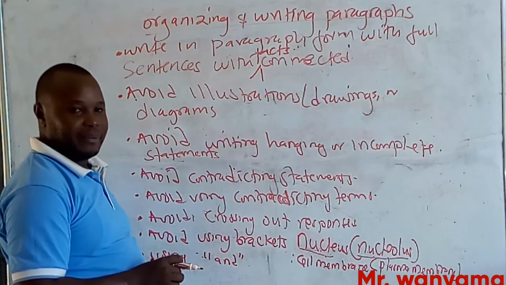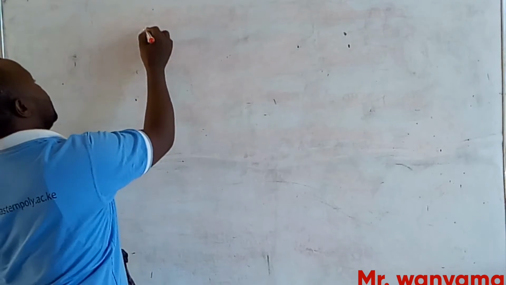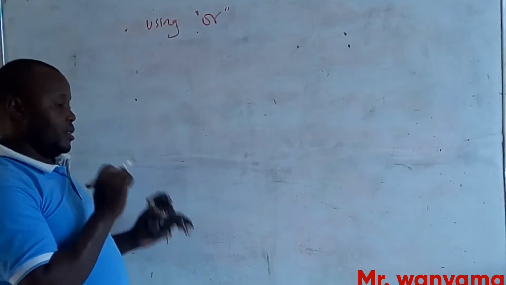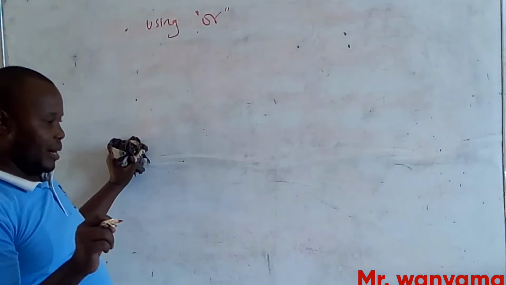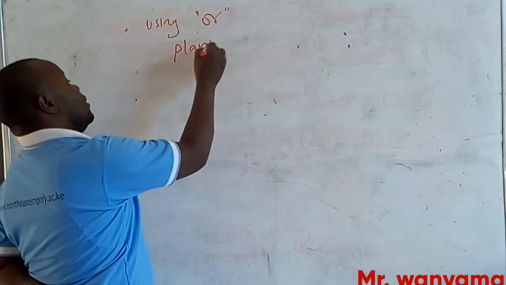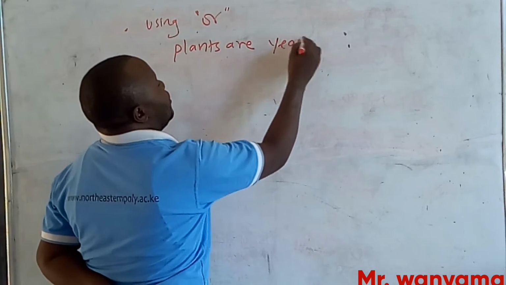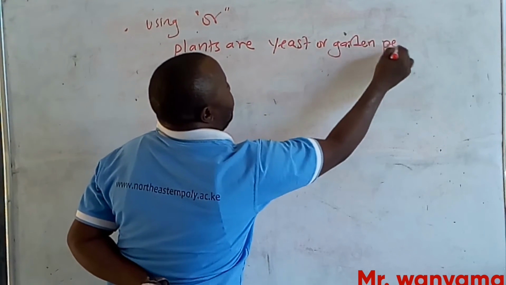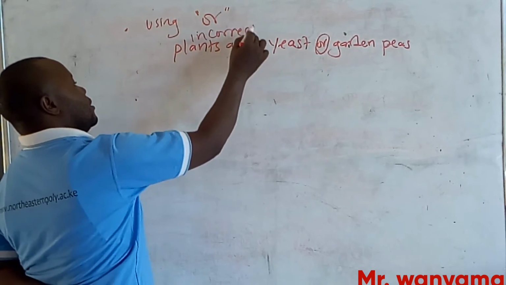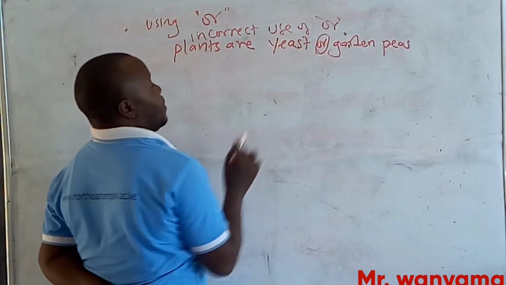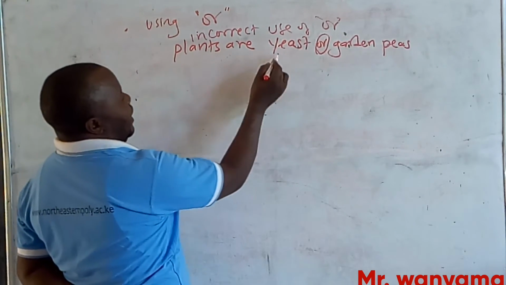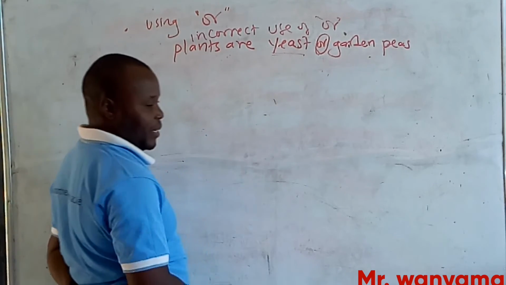Incisors cut, they bite, but they don't grind. Grinding is for another tooth. Then using "or": use it when the statements before and after the word are alternatives. Wrong use of or, for example: plants are yeast or garden peas. That is an incorrect use of or, because yeast is not a plant.